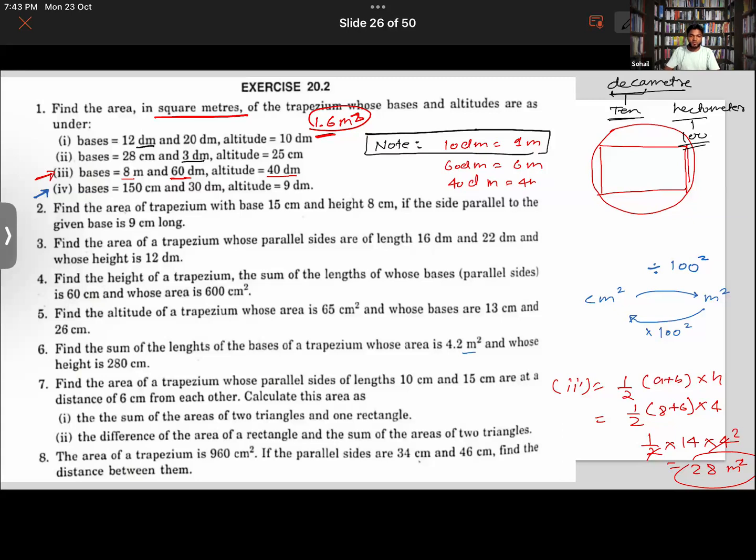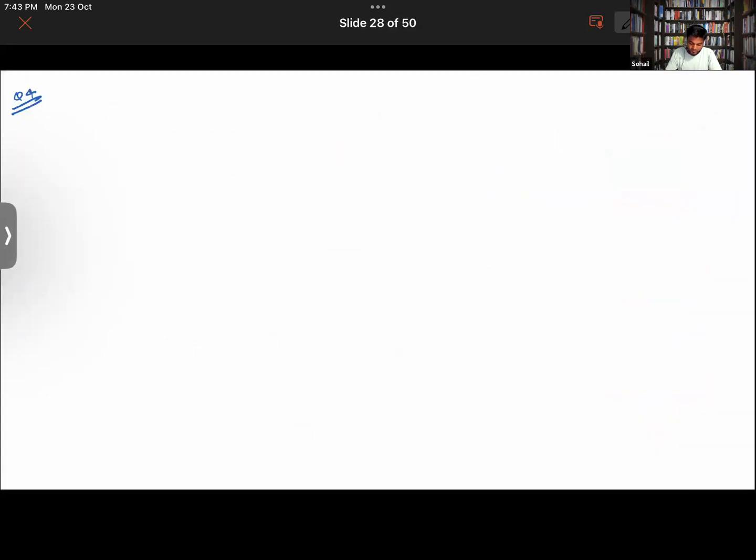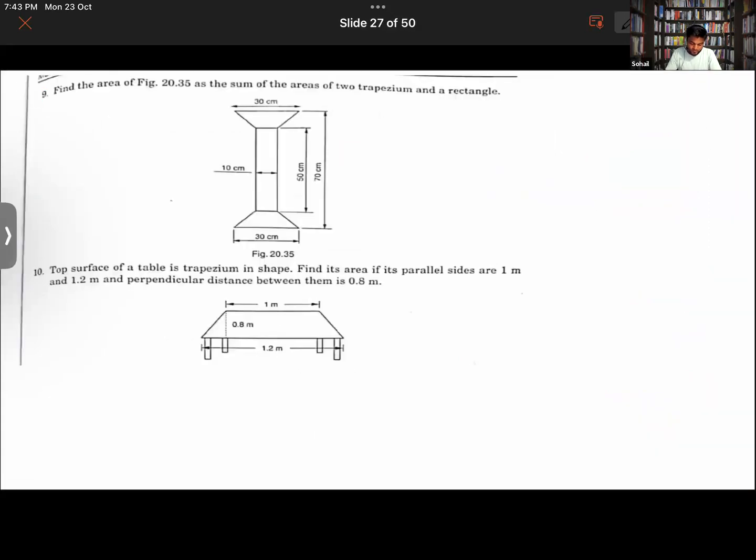What is the value you're getting for question number 4 here? Sir, 2.025 meter square. 2.025 square meter. Okay. Let me solve it quickly. Will you please repeat the values? What were the lengths of bases? The bases were 150 centimeter, 30 decimeter, and the altitude was 9 decimeter.